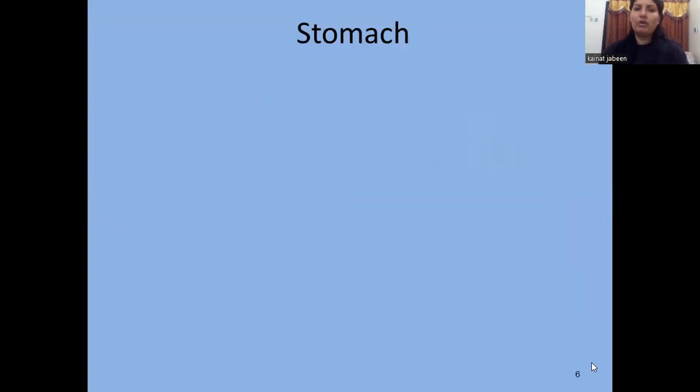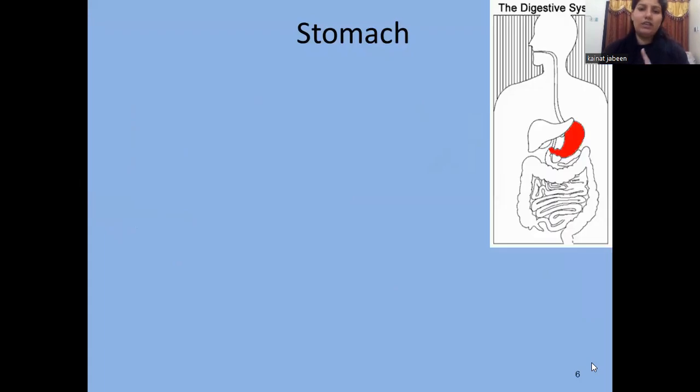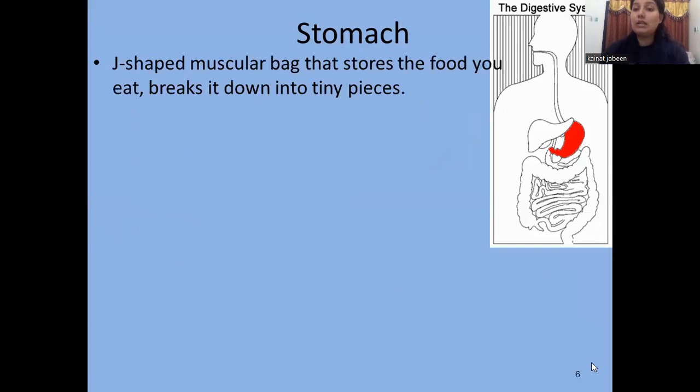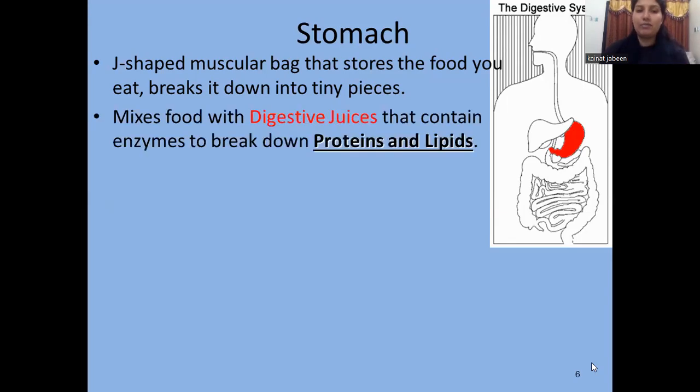Now we have to talk about the stomach. The red color part in the diagram is the stomach. It is a J-shaped muscular bag that stores the food that you eat. Then it breaks it into tiny pieces. And after 5 hours, it will complete digestion and move the food from the stomach to the intestine.